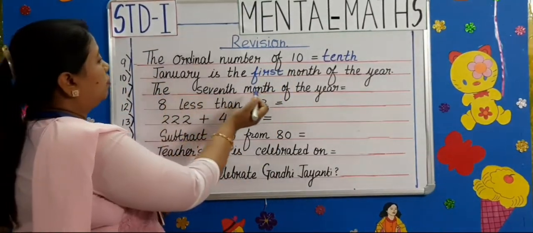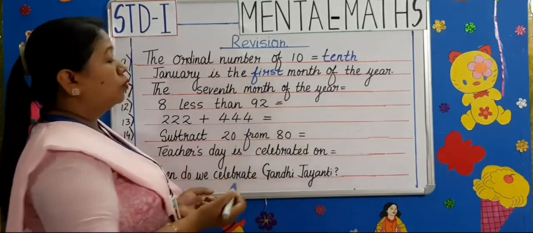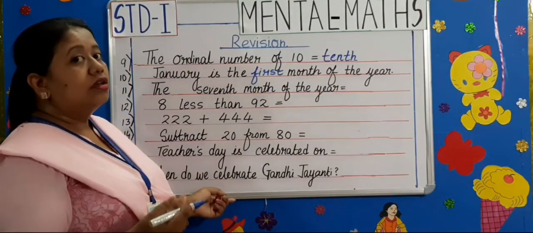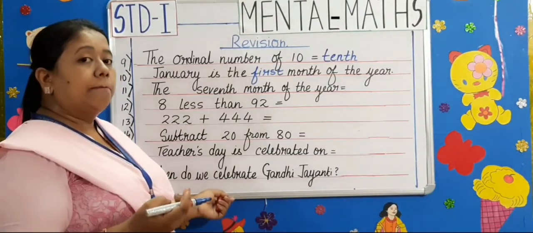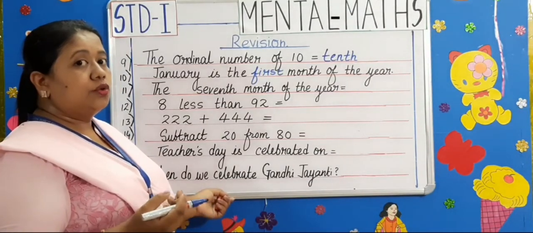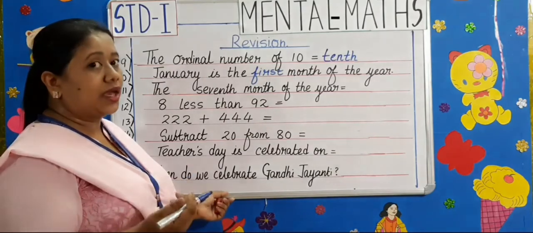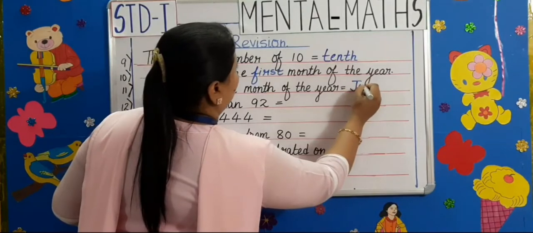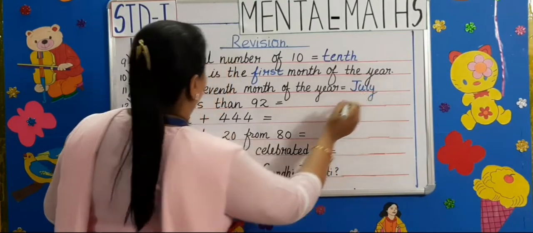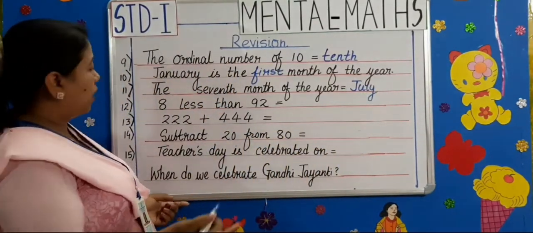The 7th month of the year. Which is the 7th month of the year? January, February, March, April, May, June, July. Yes, July is the 7th month of the year. J-U-L-Y, July. Moving on to the next one.